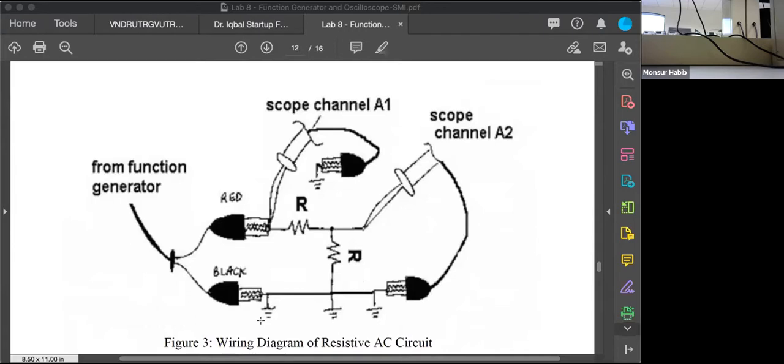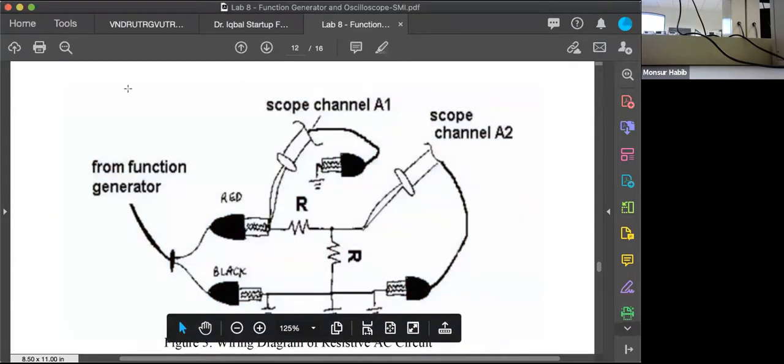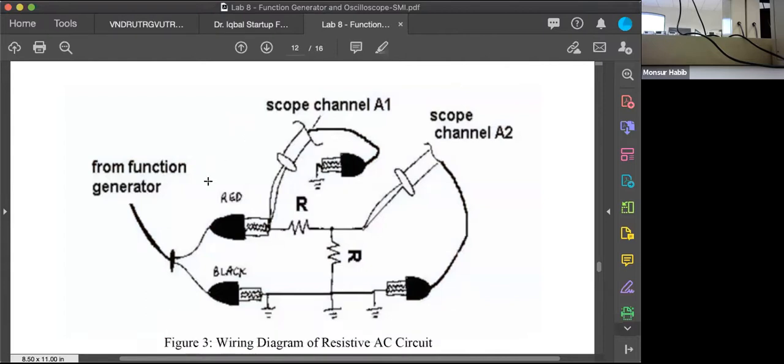crocodile thing. What is that? What are these things? Alligator clips. I said crocodile. Nobody's paying attention. Alligator clips. So an alligator clip comes to one resistance, an alligator clip comes to the other resistance.